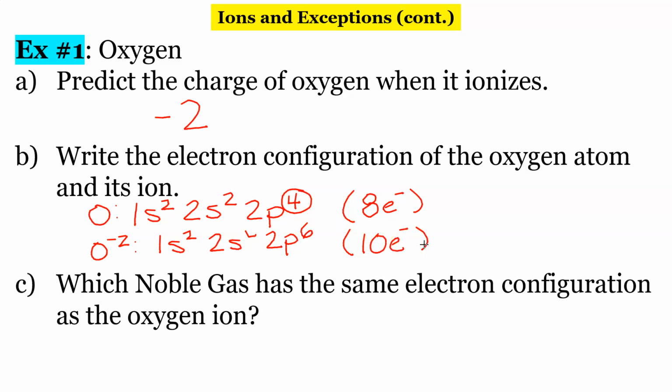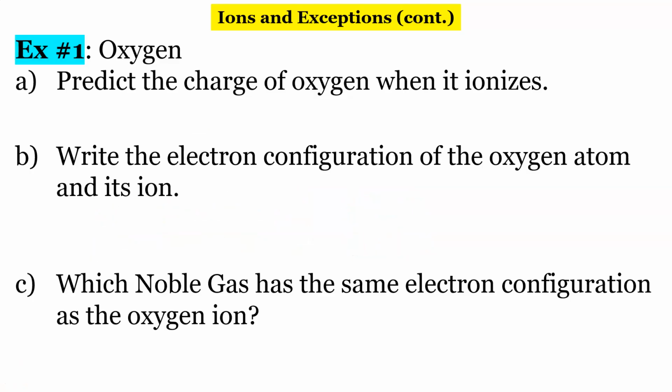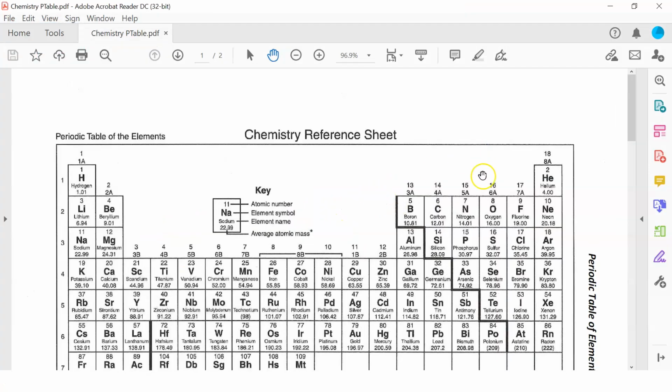And then it says which noble gas has the same electron configuration as the oxygen ion. So let's pull up the periodic table again. Oxygen is here. 8 valence electrons will give us 1, 2. It's going to be the same as neon. So the oxygen atom has 8, the oxygen ion has 10. So it's going to have the same electron configuration as the noble gas neon.